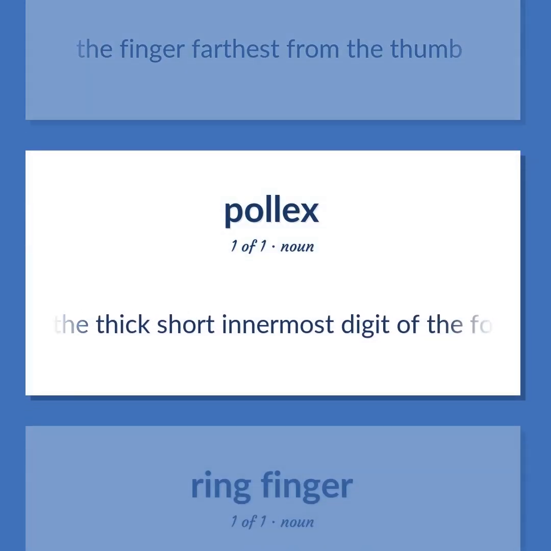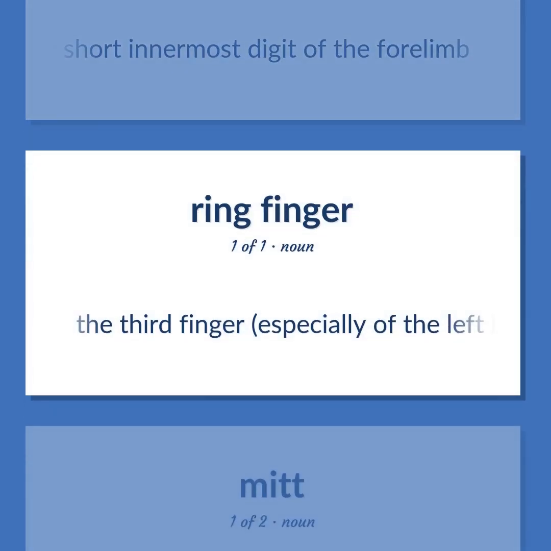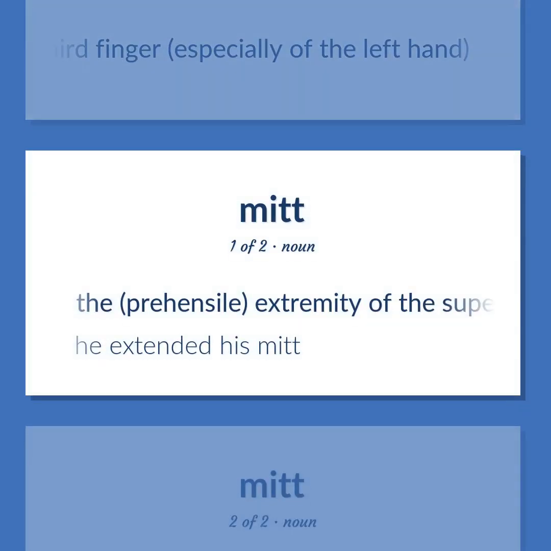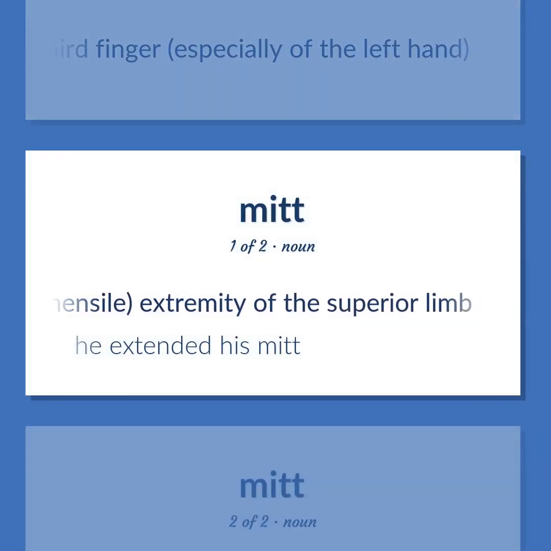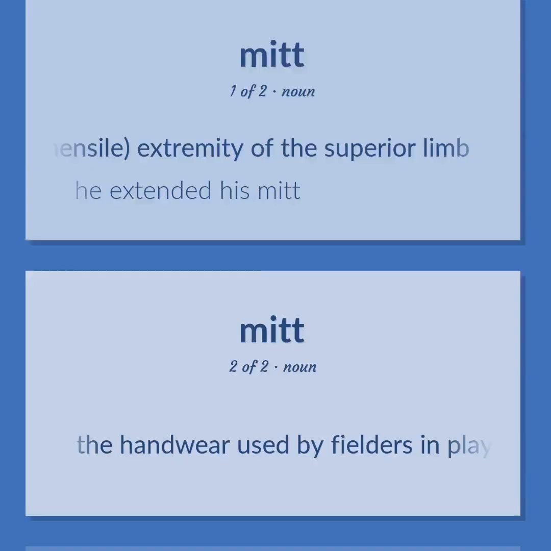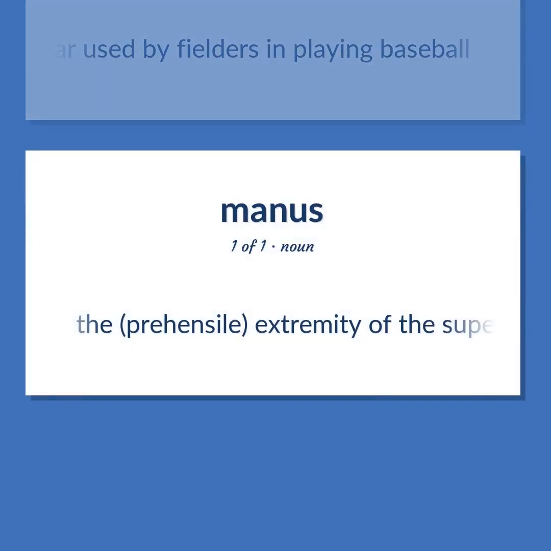The thick short innermost digit of the forelimb. The third finger, especially of the left hand. The prehensile extremity of the superior limb. He extended his mitt. The handwear used by fielders in playing baseball. The prehensile extremity of the superior limb.